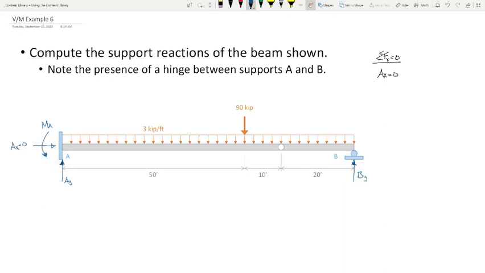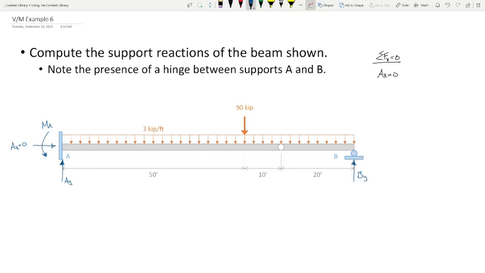Okay? Now, let's see if we can look into the crystal ball a little bit and see what's going to happen here. If I employ my sum of forces in the x direction equation, that's going to give me the horizontal reaction. So let's ignore that one for right now. I have 2 more equations of equilibrium for the structure as a whole. So let's see what happens if I sum forces in the y direction.